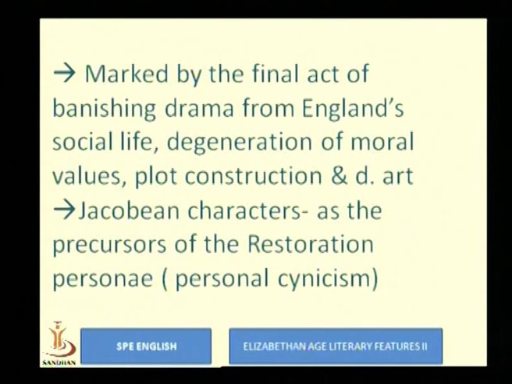You will find that drama as a form comes to a sudden standstill, and the Jacobean drama is responsible because of cynicism and all that. You will find that the plays, the kind of dramas that were written during the Elizabethan era, all tried to promote some kind of morality initially, but later on there is a lot of corruption taking place, and therefore a lot of degeneration of moral values.